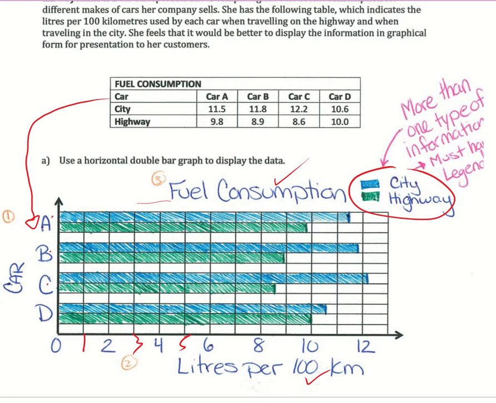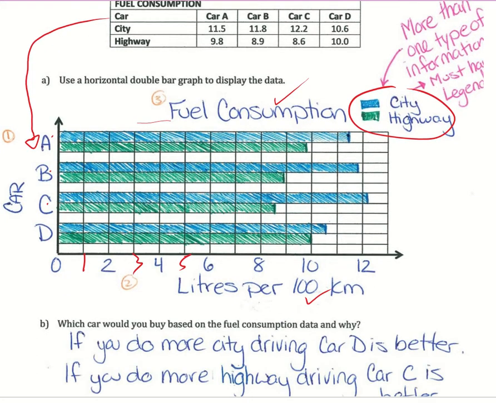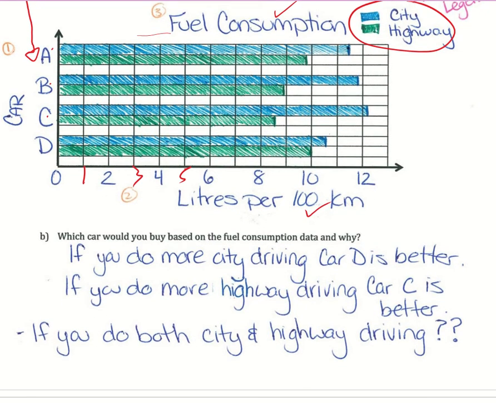All right, so everything's labeled properly. It's drawn, easy to find things. All right, and now that we have it drawn, we can use that to figure out information. Which car would you buy based on the fuel consumption one, right?